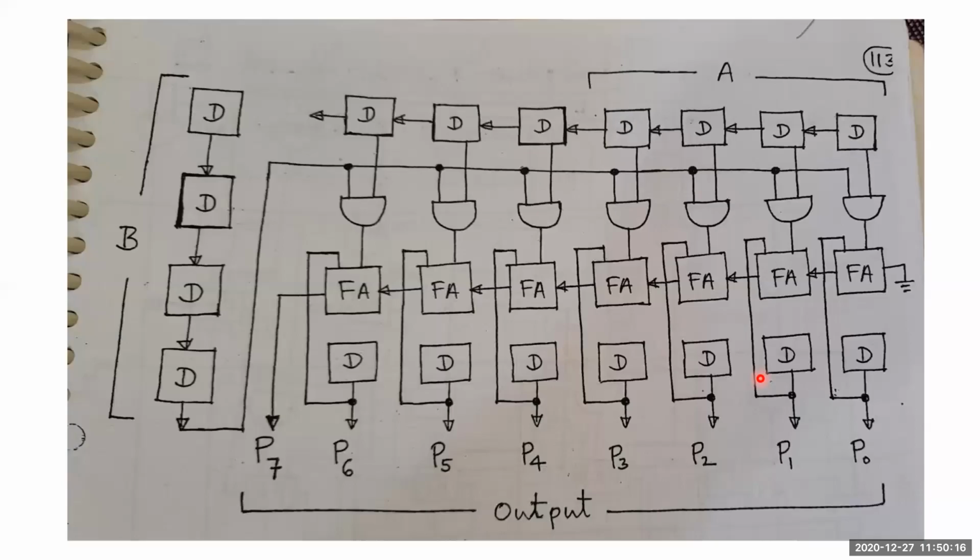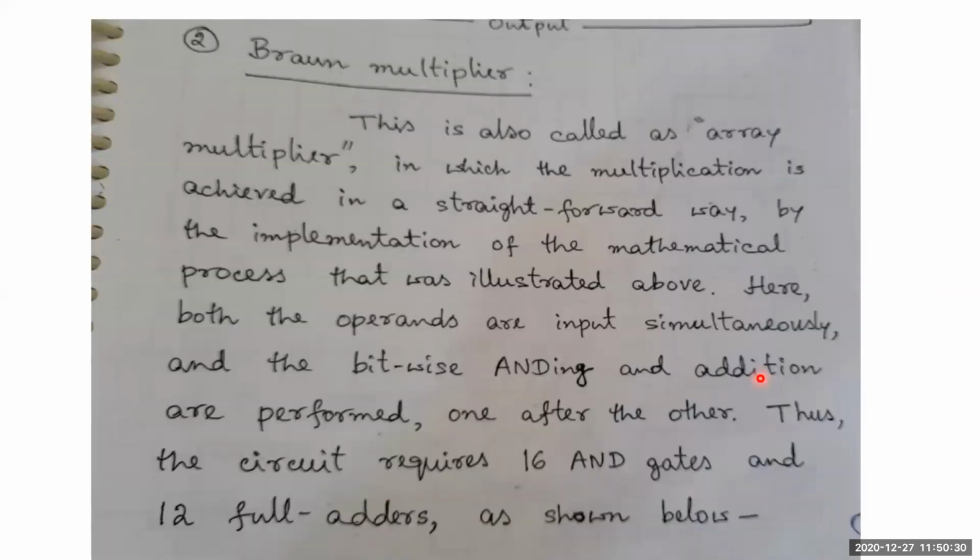Now let us see the second kind of multiplier, which is called a Braun multiplier. This Braun multiplier is also called an array multiplier. Let us see how this operation goes on. See now, in an array multiplier, multiplication is achieved in a straightforward way, just similar to the normal multiplication which we do. It is achieved in a similar fashion, which is illustrated above.